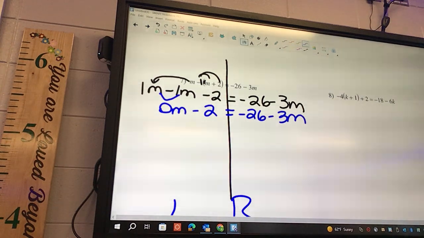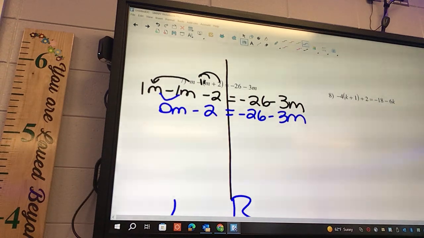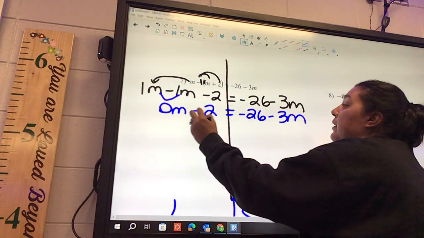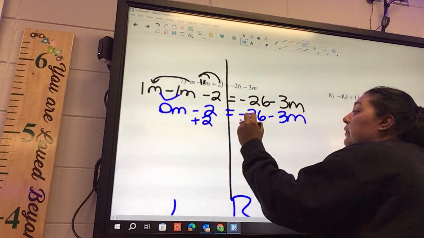Then we're gonna start asking ourselves, going through, 0M, is that a letter or a number? It's a letter. Where is it right now? On the left. Where should it be? On the left, so he does not need moved. -2, is that a letter or a number? Number. Where's he right now? On the left. Where should he be? The right. So does he need moved? Yes. Okay, so we're gonna put +2, where does he go under? Under the 26.